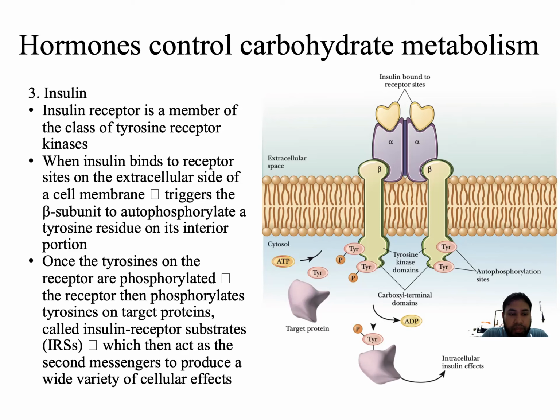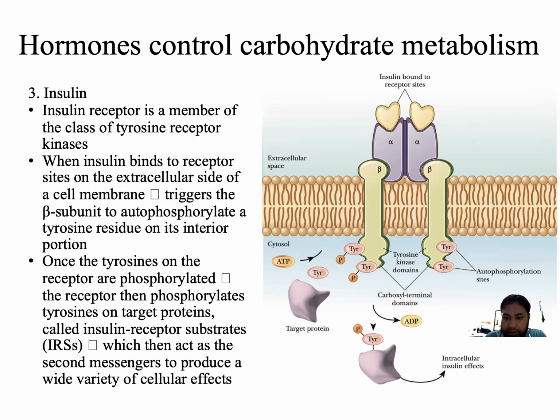You look at point number 3. Once the tyrosine on the receptor is phosphorylated, with the letter P, a phosphate group needs to be added to the tyrosine in order to activate it. Once the tyrosine on the receptor is phosphorylated or activated, the receptor then phosphorylates tyrosine on the target protein. The target protein we call insulin receptor substrates, which then act as the second messenger to produce a wide variety of cellular effects.